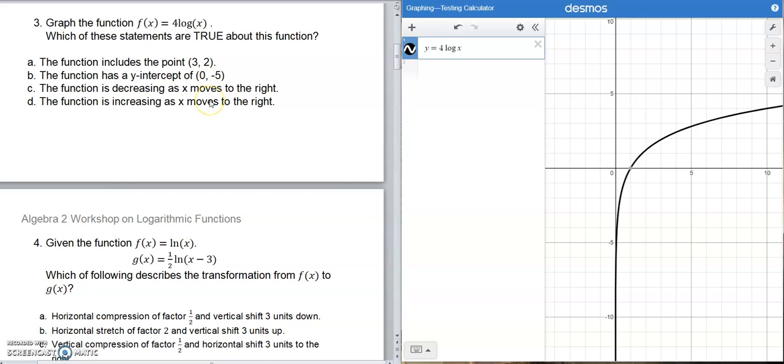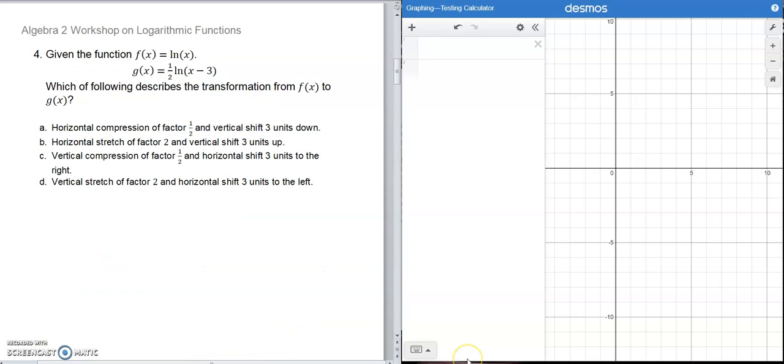So let's now go to letter C. The function is decreasing as x moves to the right. And you can see clearly that your function is increasing as it moves to the right. It's not decreasing. So the answer here is letter D, which is that the function is increasing as x moves to the right.